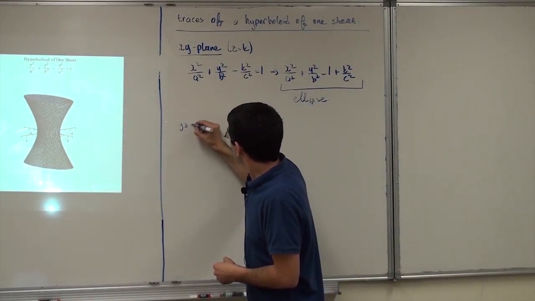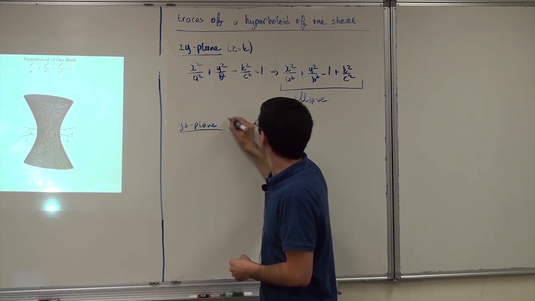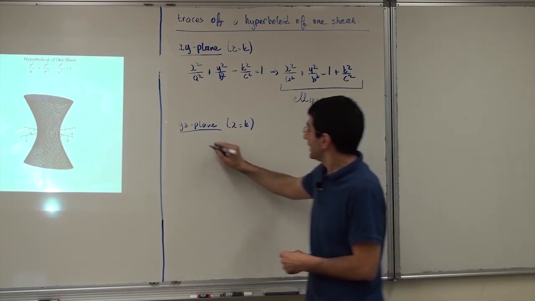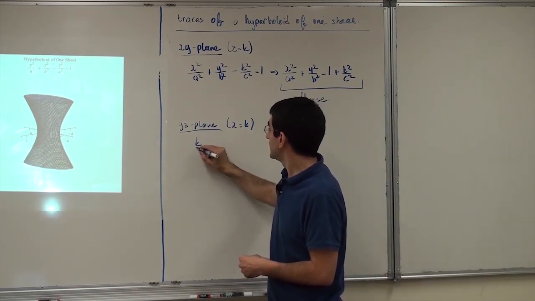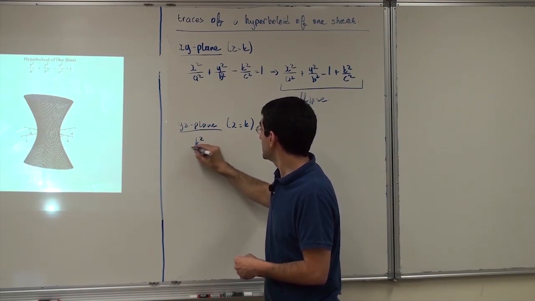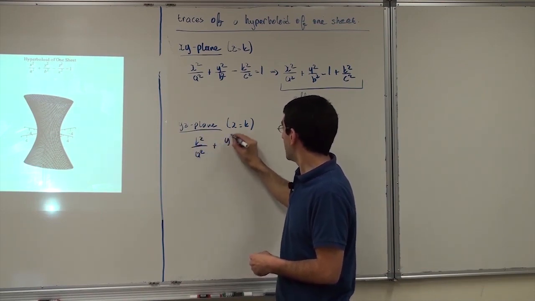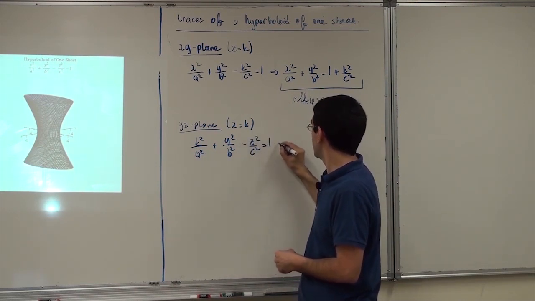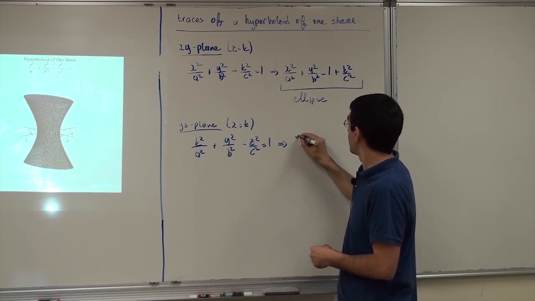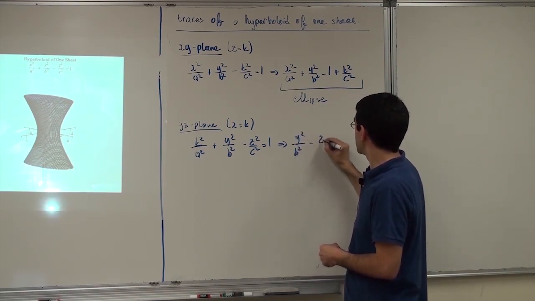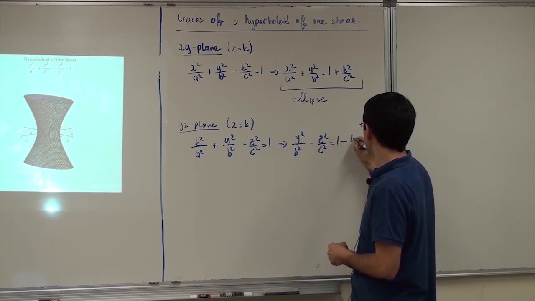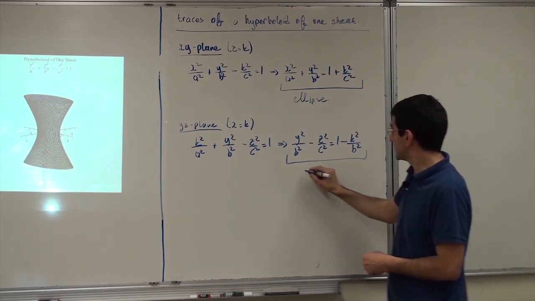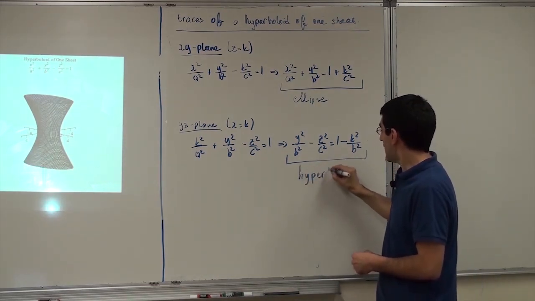Now, the YZ plane, the planes of the form x equals k. Substitute k for x in the equation: k squared over a squared plus y squared over b squared minus z squared over c squared is equal to 1. From this we get y squared over b squared minus z squared over c squared is equal to 1 minus k squared over a squared. And for any value of k, this equation represents a hyperbola.